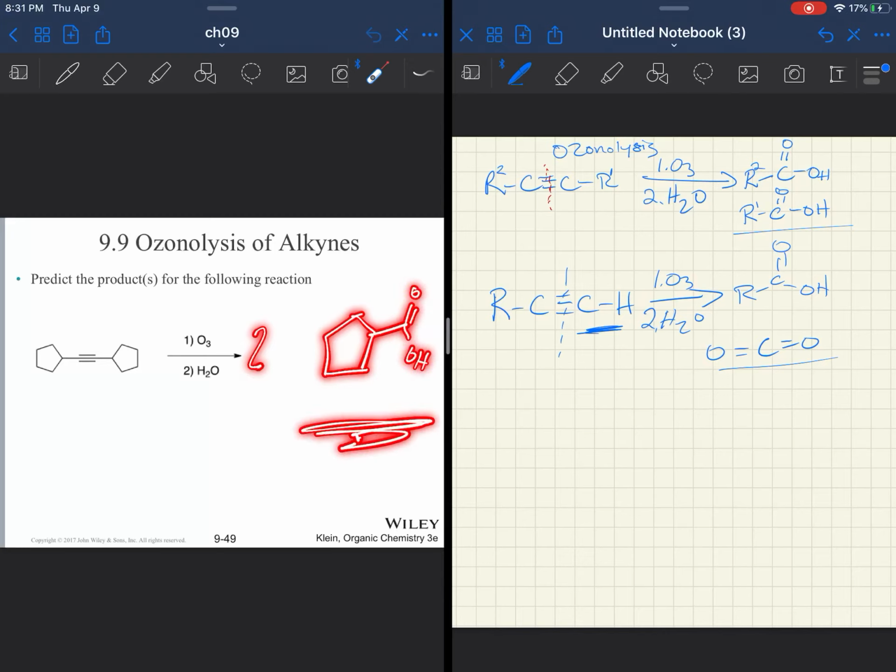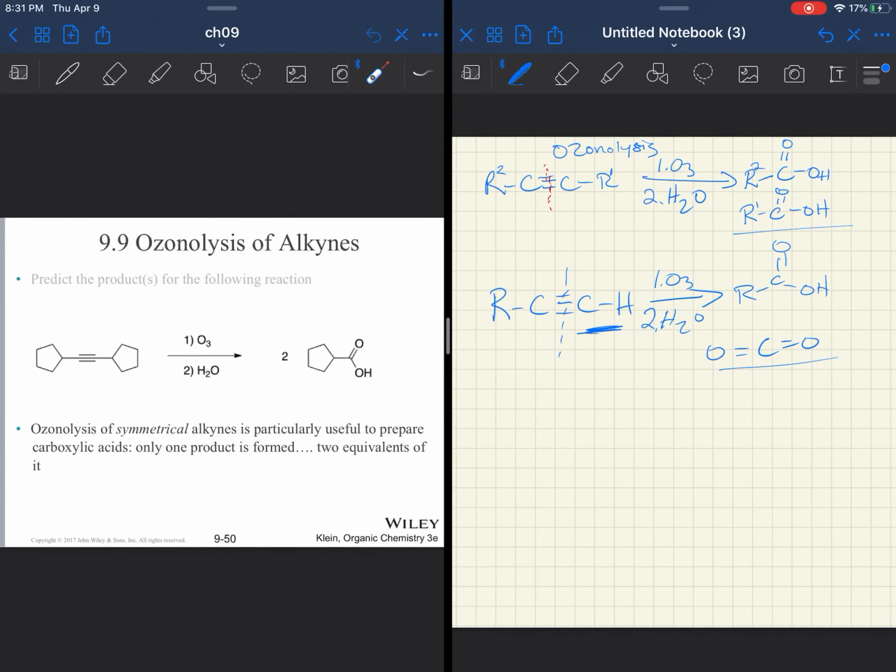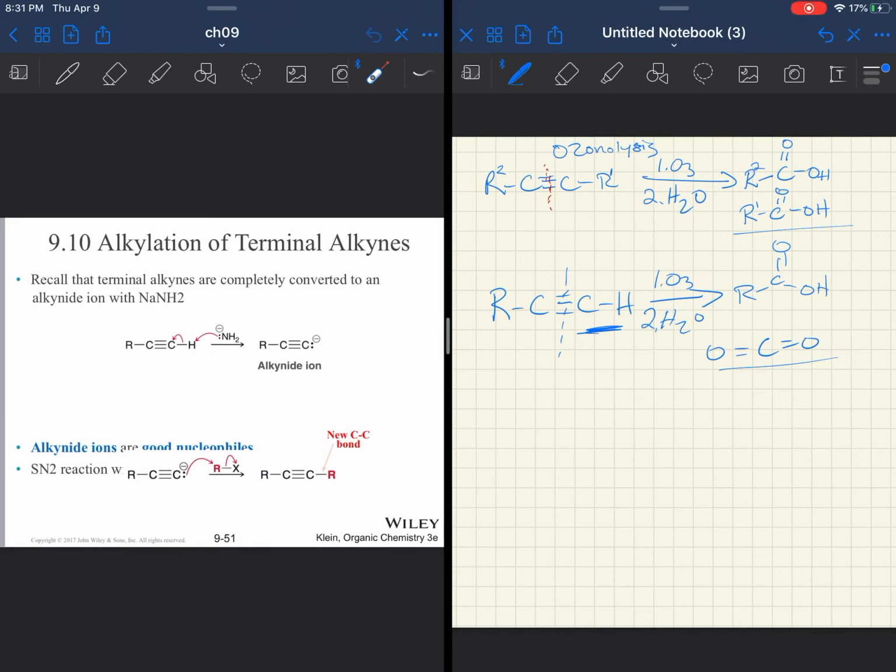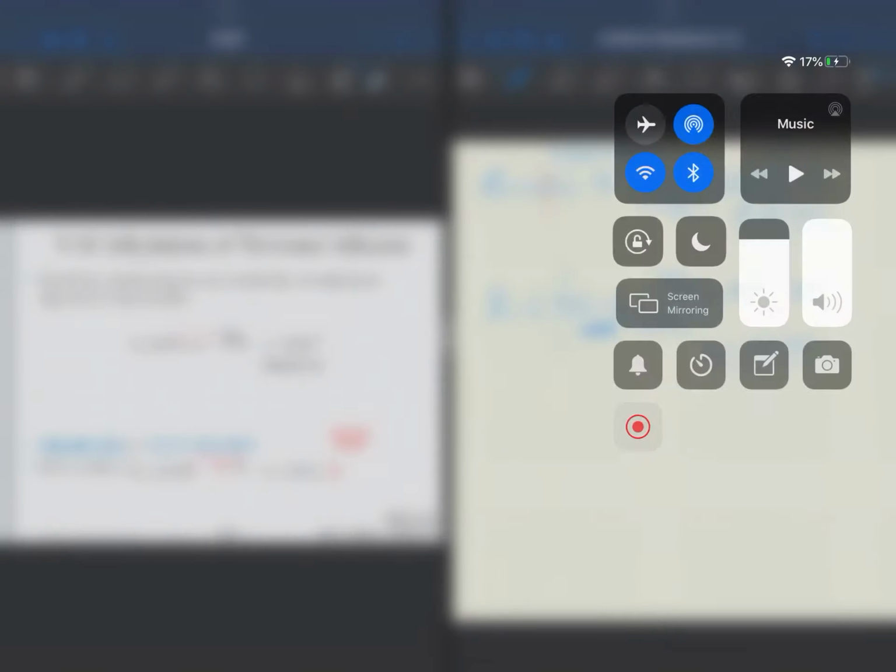Okay, so this is a symmetric alkyne. So if we do ozonolysis, we should get two equivalents of a five-membered ring with one carbon here, OH. So you're going to make two of these.